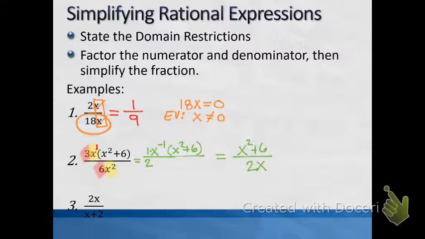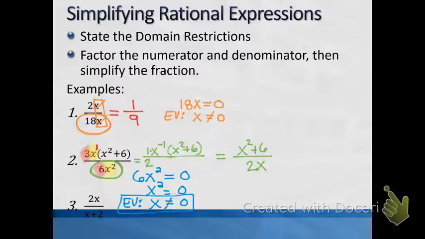And remember to go back to the step before you simplified to find your excluded values. So in this question we would divide both sides by 6, and then we would take the square root of both sides, and we'd get that the excluded value for the second one is that x cannot be 0.